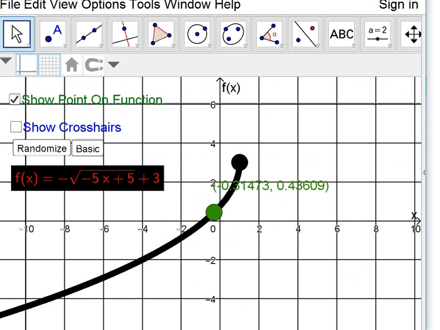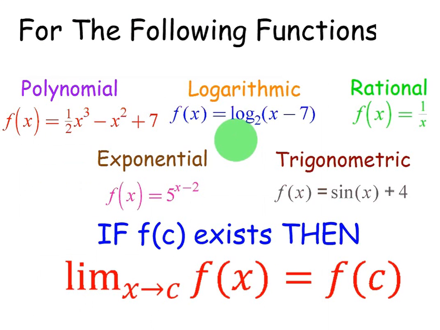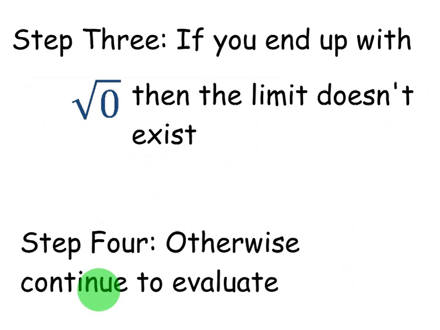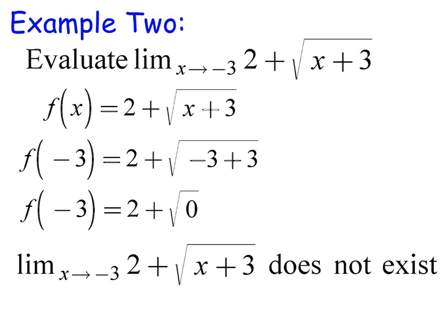And again, if you get square root of 0 back, that's going to tell you that the limit's not going to exist for that particular radical. So let's take a look at an example of what that would look like. Let's say you have the limit as x approaches negative 3 of 2 plus the square root of x plus 3. Let's plug that negative 3 into the function. But look, we get square root of 0 right here.